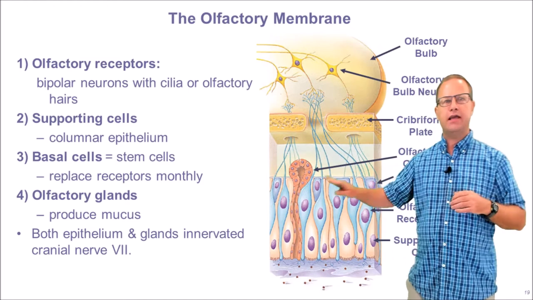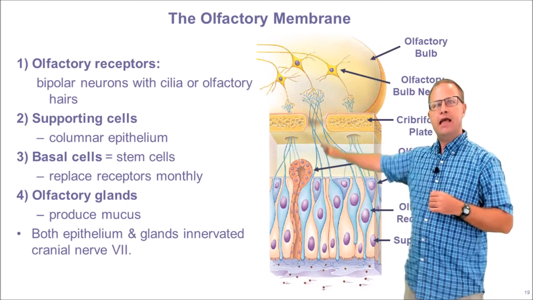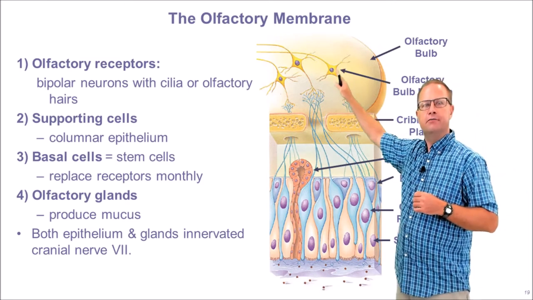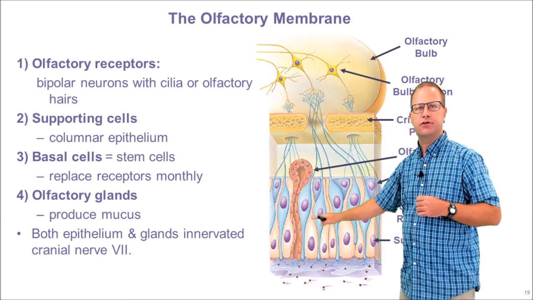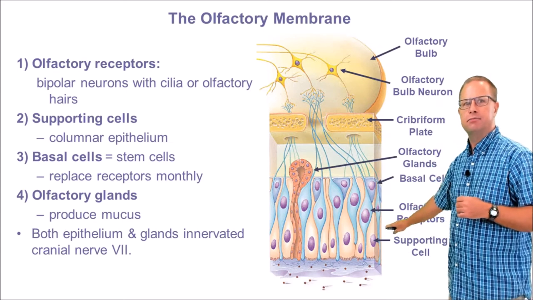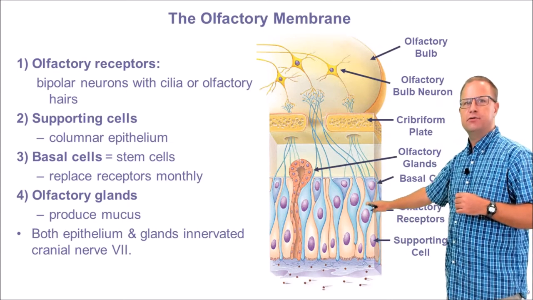And so let's take a look at our olfactory epithelium right here. And up here is our olfactory nerve. So in the olfactory epithelium, what do we have in here? We have some glands that are secreting mucus. We have down here our supporting cells. And then we have our olfactory receptor cells.